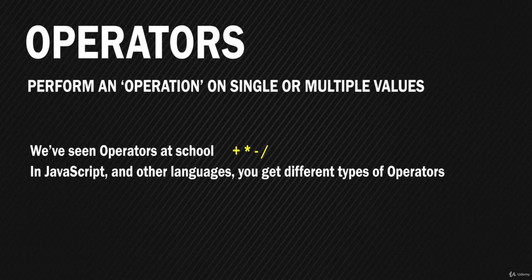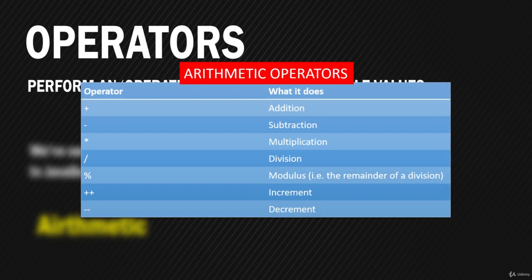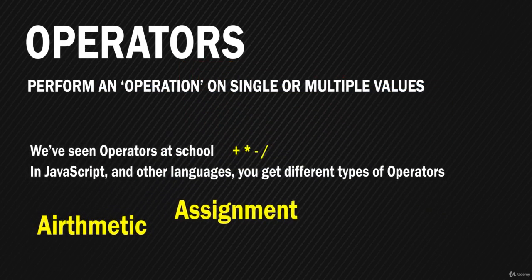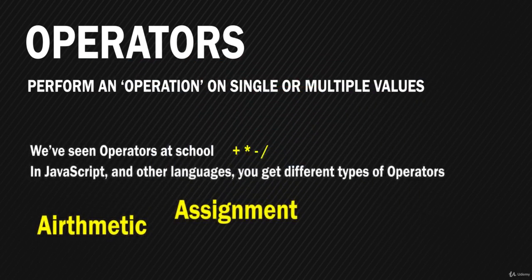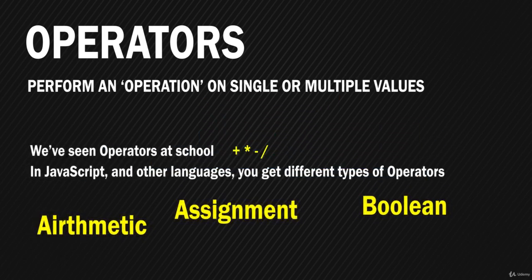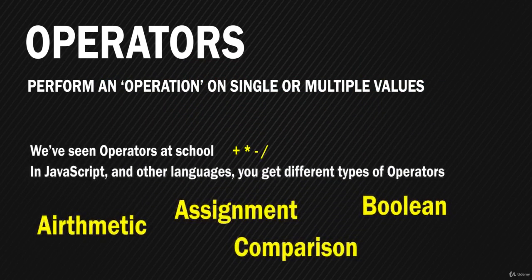So one type of operator is called the arithmetic operators. Another type is assignment operators. You've got Boolean operators. And you've got string operators.